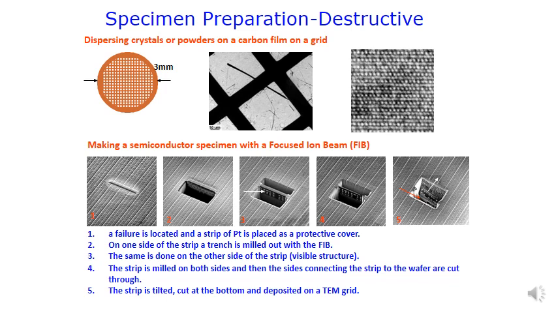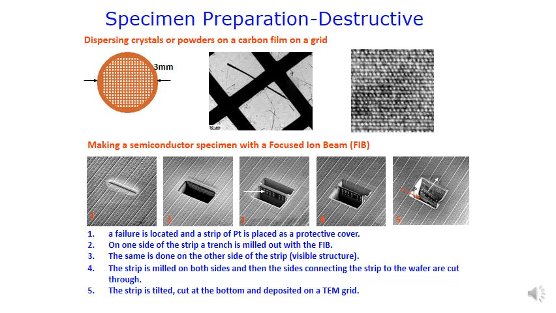So how can you prepare your sample? Before you send your sample for TEM analysis, you must know that you cannot get back your sample. Here is the place where we can put our sample. The size of the mesh is about 3 millimeters. Here is an example of an image that can be seen on the grid. We can also put our specimen on the carbon film.